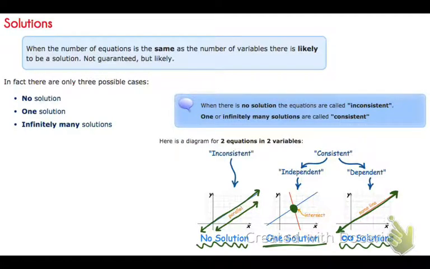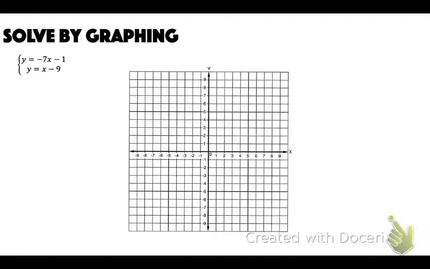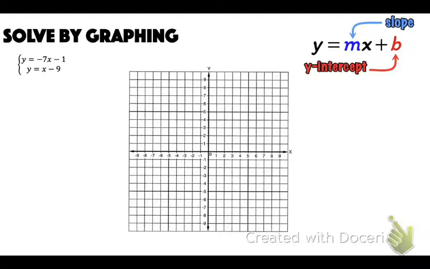Okay, so let's go through how to solve these. We're going to solve them three different ways: by graphing, by substitution, and by elimination. So we're going to do graphing first. We have y equals negative 7x minus 1, and y equals x minus 9. These are in the form of mx plus b, where m is the slope and b is the y-intercept.